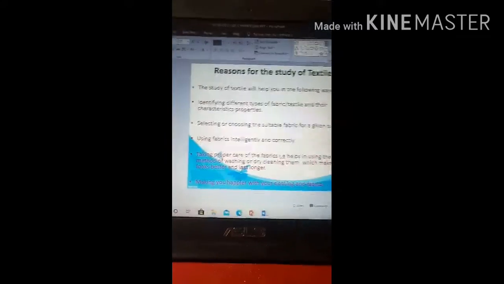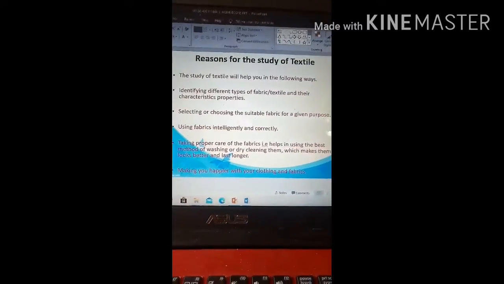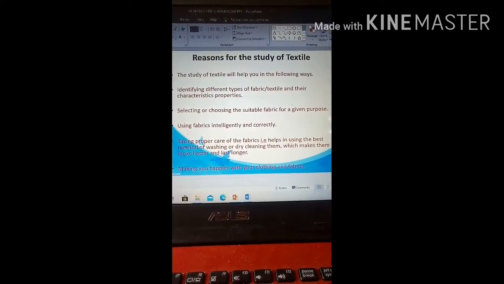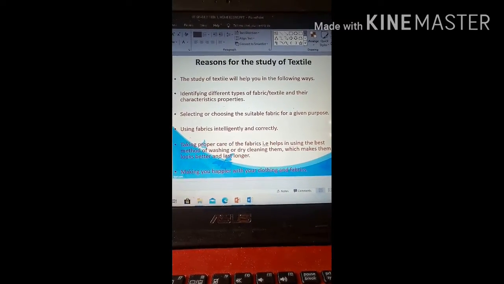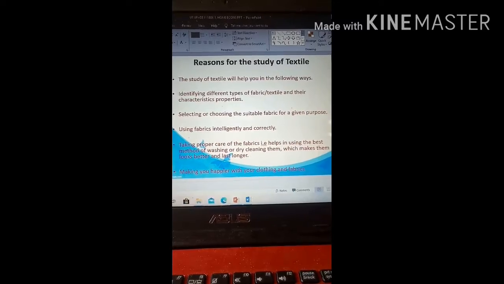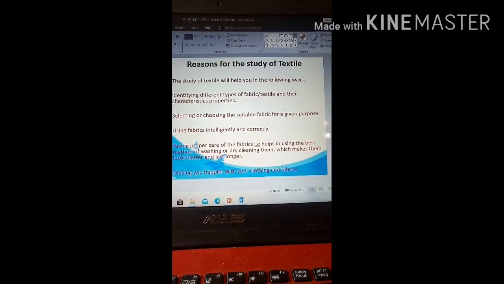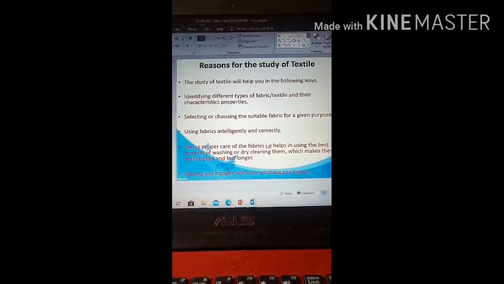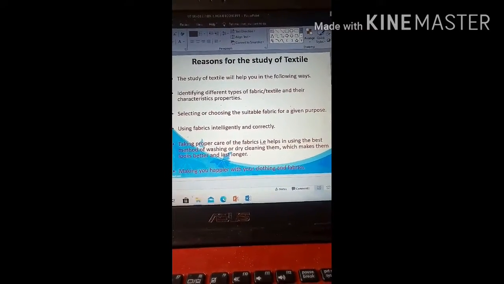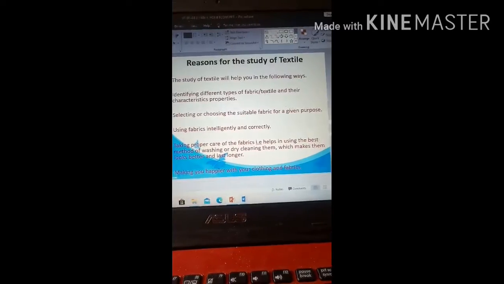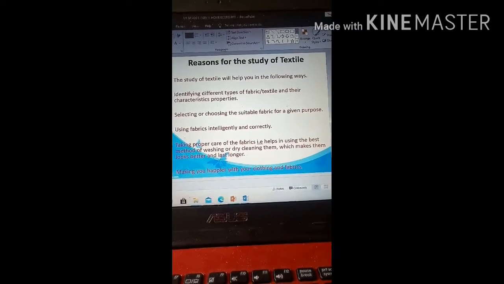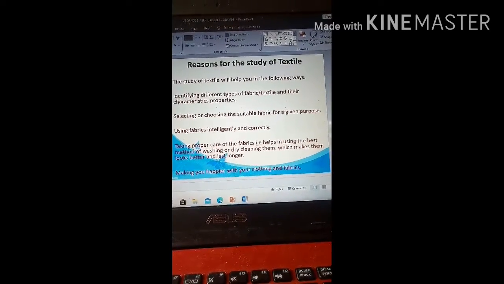Then what are the reasons for studying textile? Why should we study textile? Why is the study of textile very important? The study of textile will help you in the following ways: identifying different types of fabrics, textile, and their protective properties. It helps you to select or choose suitable fabrics for a given purpose. Using fabrics intelligently and correctly. You have to study textile so that you know how to use your fabrics intelligently.